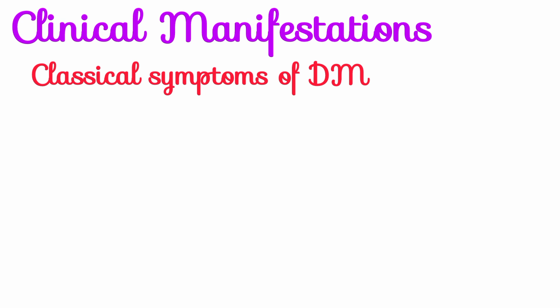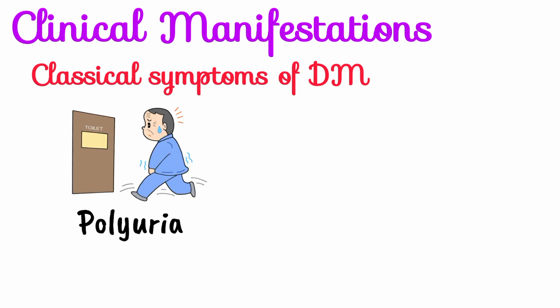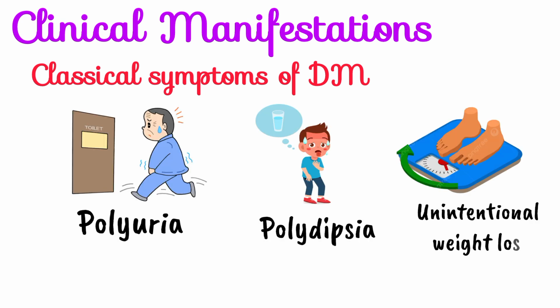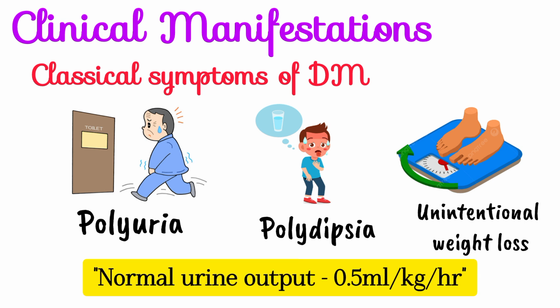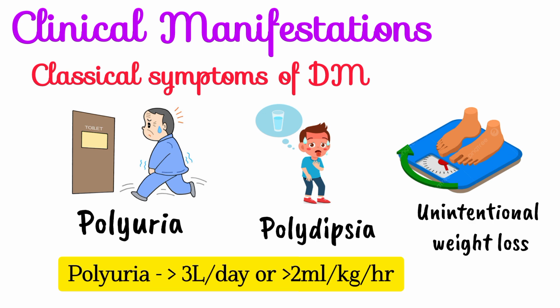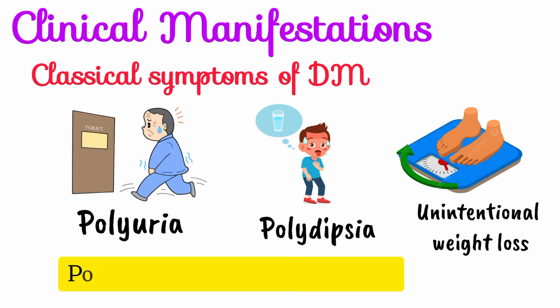Clinical manifestation. Classical symptoms of diabetes mellitus are polyuria, polydipsia, and unintentional weight loss. Polyuria means increased urine output. Normal urine output is 0.5 ml per kg per hour. In polyuria, the patient may urinate greater than 2 ml per kg per hour, or greater than 3 liters per day.